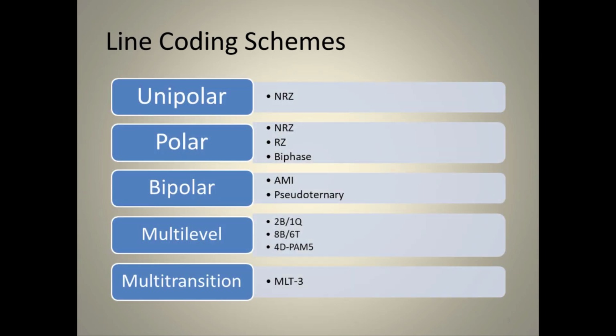Now there are various line coding schemes, of various categories. We have unipolar, polar, bipolar, multi-level and multi-transition. In unipolar we have NRZ, non-return to zero. In polar also we have NRZ, RZ (return to zero), and biphase. In bipolar we have AMI and pseudo ternary, in multi-level we have 2B/1Q and so on, and in multi-transition we have MLT3. So these are the various schemes.